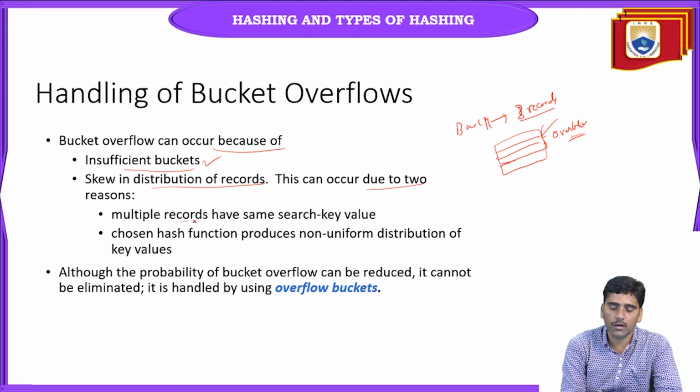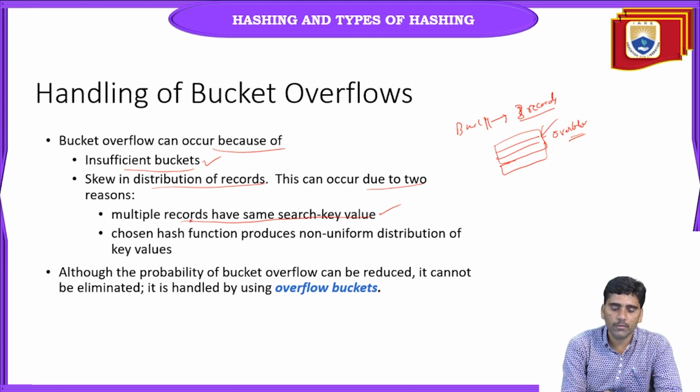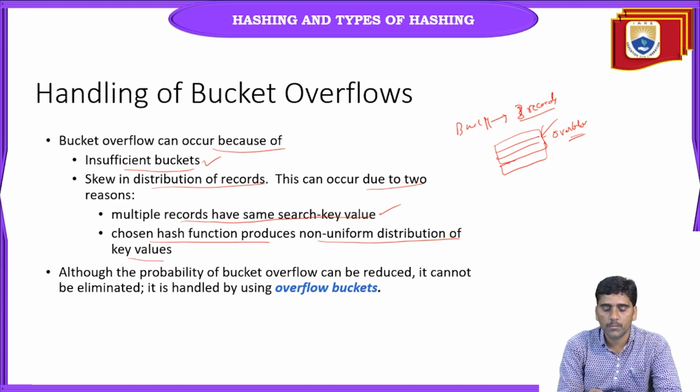One is that multiple records have the same search key value. When all the records have the same search key value, bucket overflow will occur, because the same search key is distributed to the same bucket and it takes a lot of time. So multiple records with the same search key values lead to bucket overflow. The other is that the chosen hash function produces a non-uniform distribution of key values.